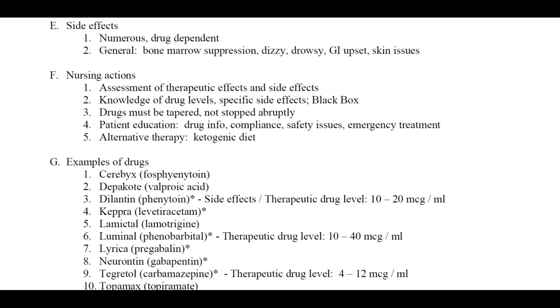So generally speaking, anti-seizure drugs can cause bone marrow suppression, causing thrombocytopenia, and this is likely caused by the drug phenytoin. Anti-seizure drugs can also cause dizziness, and because it affects the neurons, sometimes it can cause some drowsiness. In addition, this may also cause some GI upset and skin issues.